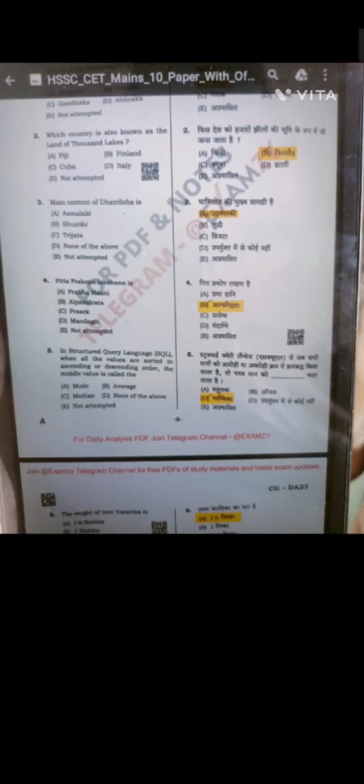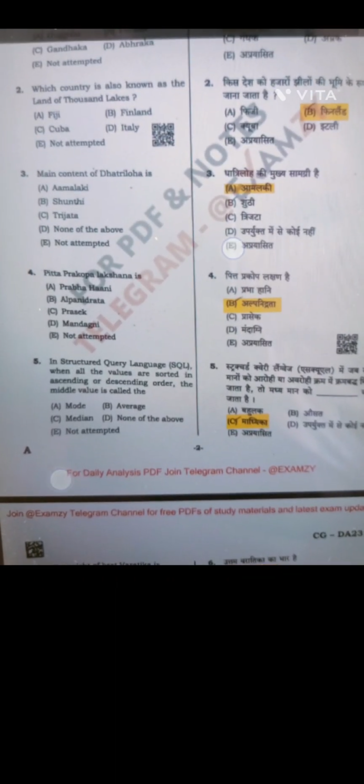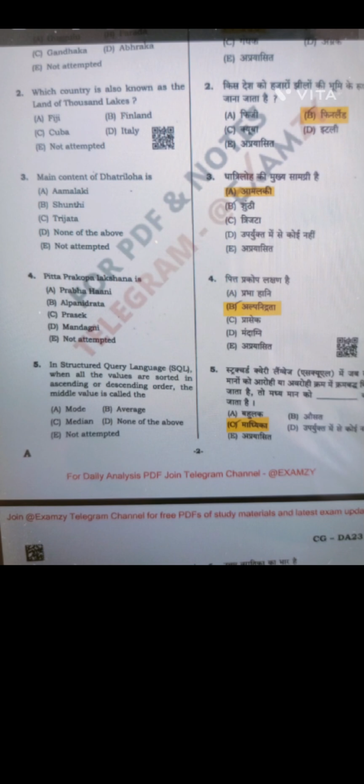Oculomotor supplier now. Which country is also known as the land of a thousand lakes? Finland. Structured query language: when all the values are sorted in ascending or descending order, the middle value is known as the median.